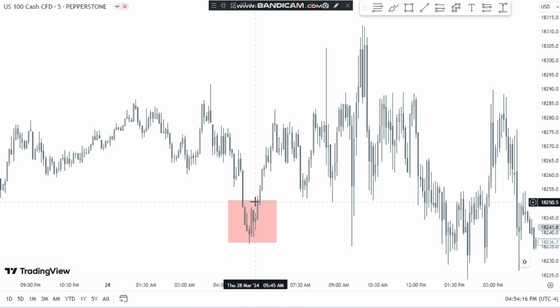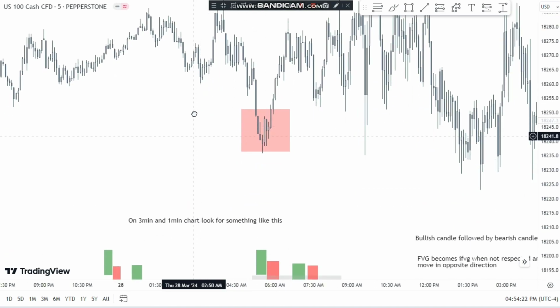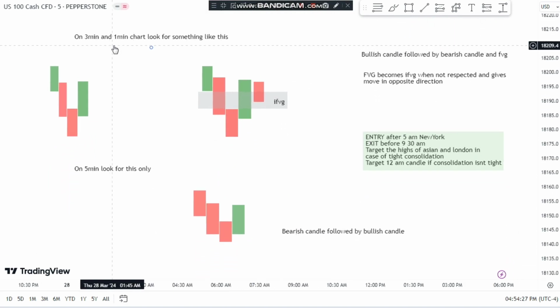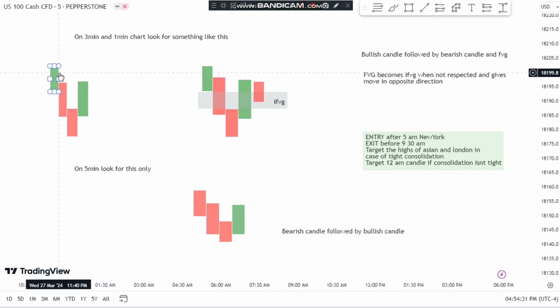Now I'm going to explain the confirmatory structures that you have to look for in this area to get an entry. So these are the structures that you have to look for. On the 3-minute and the 1-minute chart, you have to look for something like this. Okay, what is this? You can see this is a bullish candle followed by a bearish candle and a fair value gap.